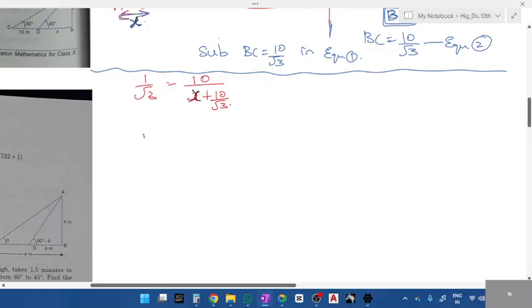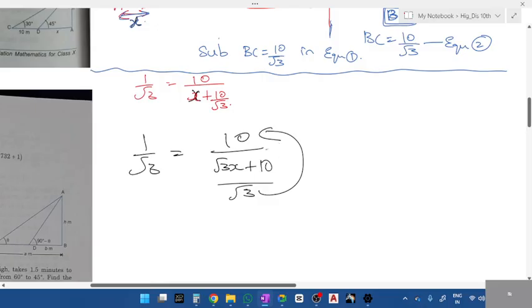I'll teach this. See, 1 by root 3 equals 10. When you take LCM, what do you get? Root 3 gets multiplied. You get root 3x plus... Yes, unmute and answer. Root 3 plus 10. What happens to this root 3? Multiply. So you get 1 by root 3 is equal to 10 root 3 divided by x root 3 plus.